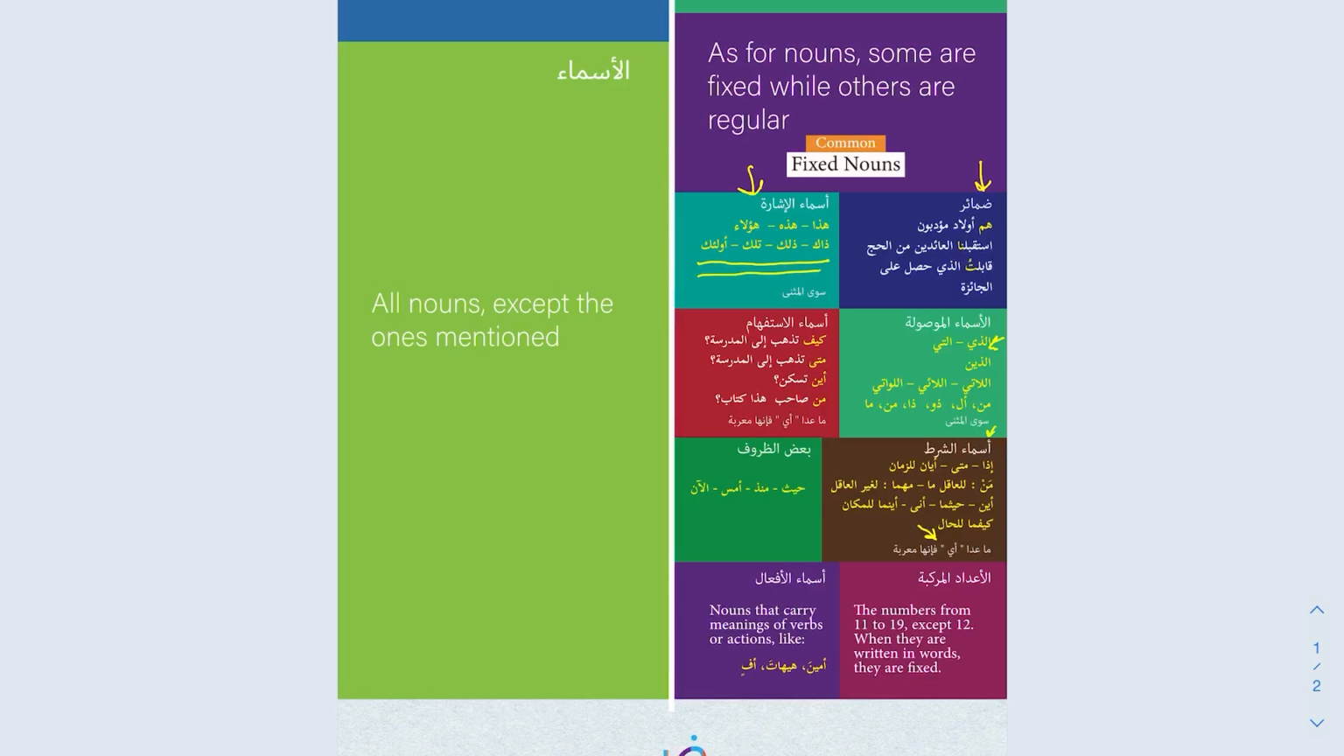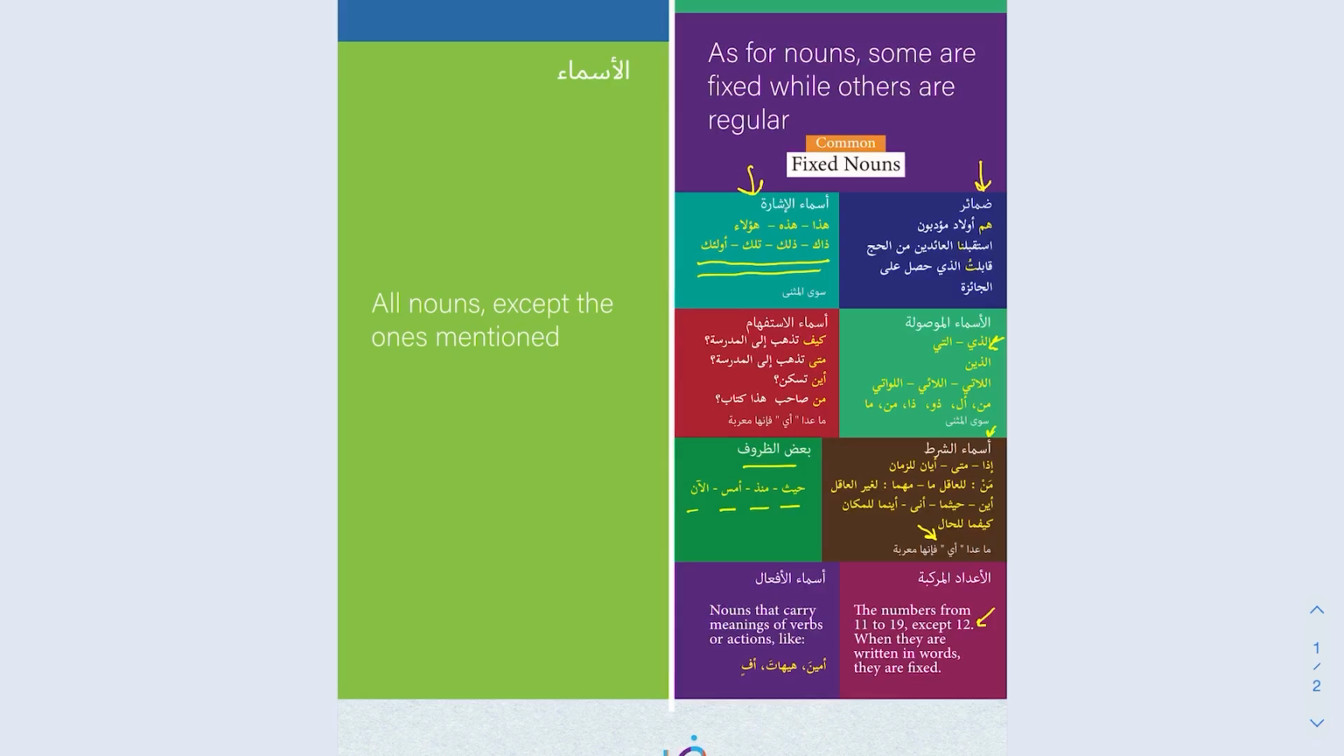And some of the dhuruf, like haythu, mundu, ams, al-an. Not all of them. Because qabla, for example, can have i'rab. طيب. الأعداد المركبة. The numbers from 11 to 19 except for 12, because 12 can have i'rab.